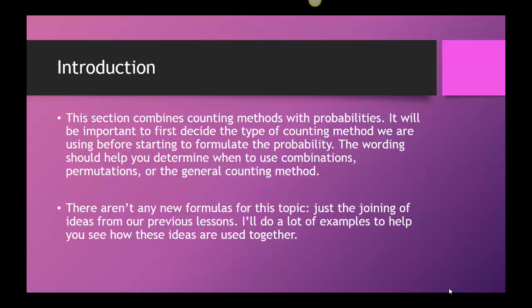It will be important to decide the type of counting method we are using before you start to formulate the probability. The wording should help you determine when to use combinations, permutations, or the general counting method. Also look for clues like and, or, at least. All the things that we've done in the past, we'll just move on into this last section.